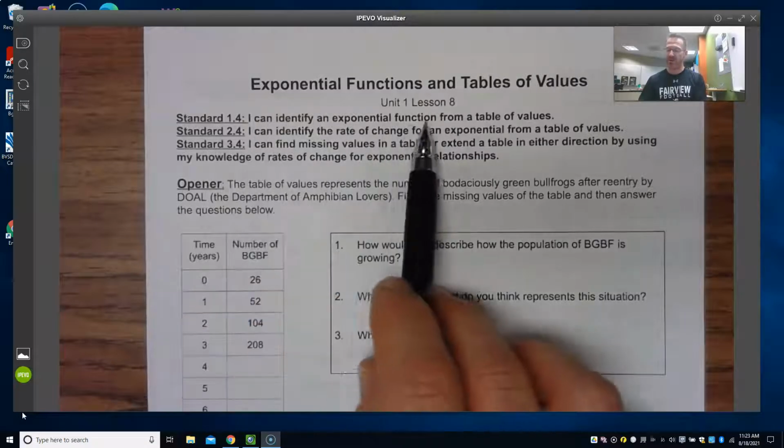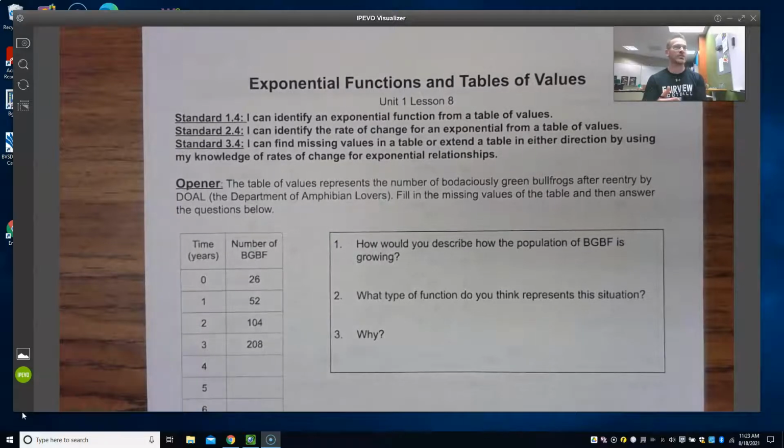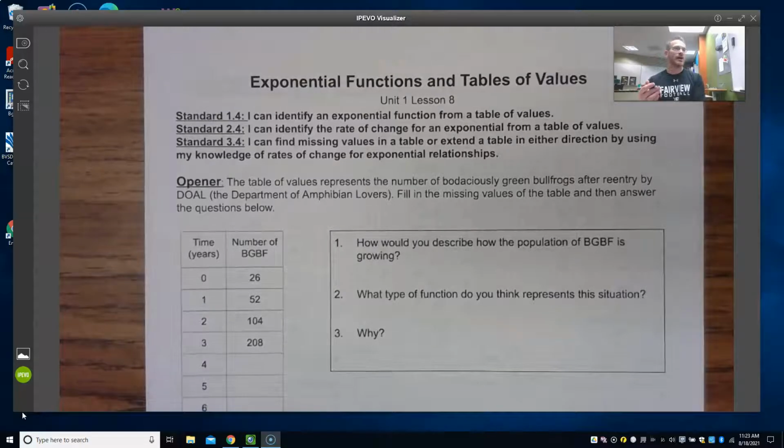1.4, I can identify an exponential function from a table of values. 2.4, I can identify the rate of change for an exponential from a table of values. And 3.4, I can find missing values, in either direction, by using your knowledge of rates of change. So the questions haven't changed. Now you should have all four functions in mind, and you're going to have to process and go through all those little defining characteristics to identify which type of function.